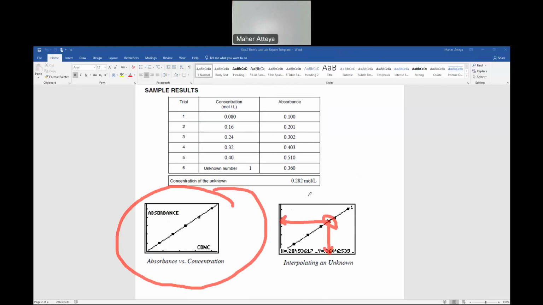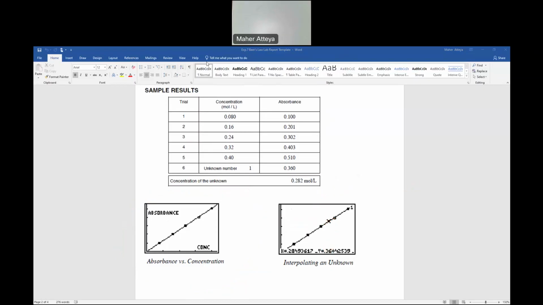Now, the Excel will give you Y equals AX plus C. So the concentration of your unknown will come from the absorbance. A will be the slope. Either way, you can determine the concentration of your unknown. So any questions? Let's start, guys. First of all, you'll start with the stock solution.